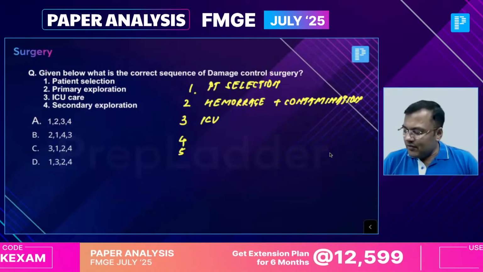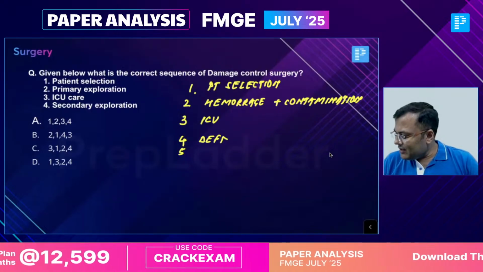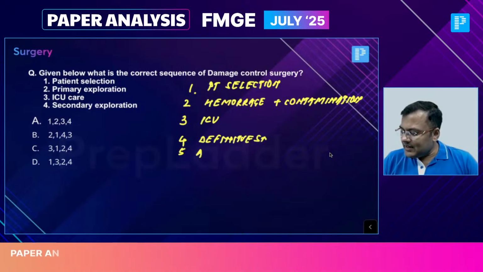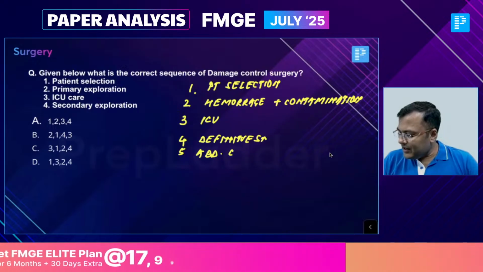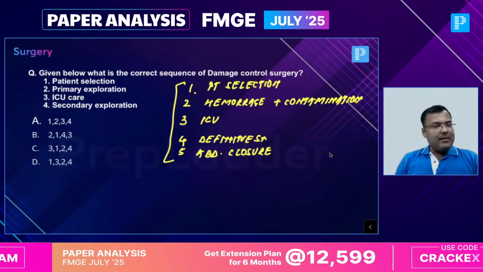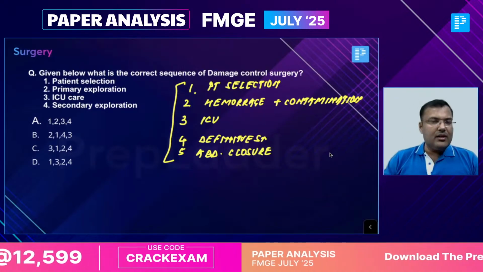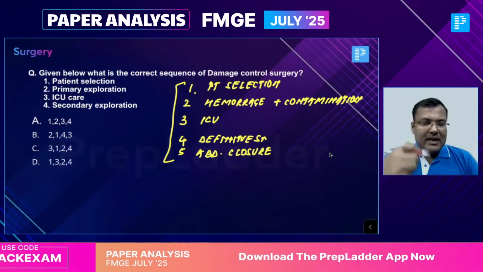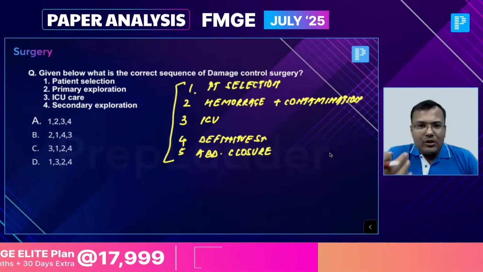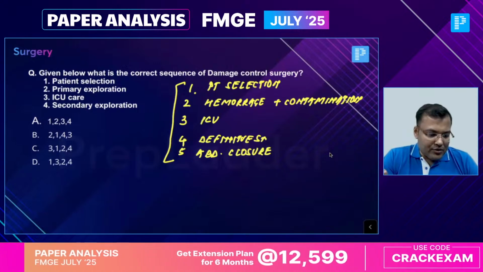What is the fourth stage? Fourth stage is definitive surgery. And fifth stage is abdominal wall closure. So I'm repeating, there are 5 stages: patient selection, then hemorrhage and contamination control. We take the patient to OT, open the abdomen, control hemorrhage and contamination, shift the patient to ICU for 48 hours, where we correct hypothermia, coagulopathy, and metabolic acidosis. When these are corrected, then definitive surgery, then abdominal wall closure.